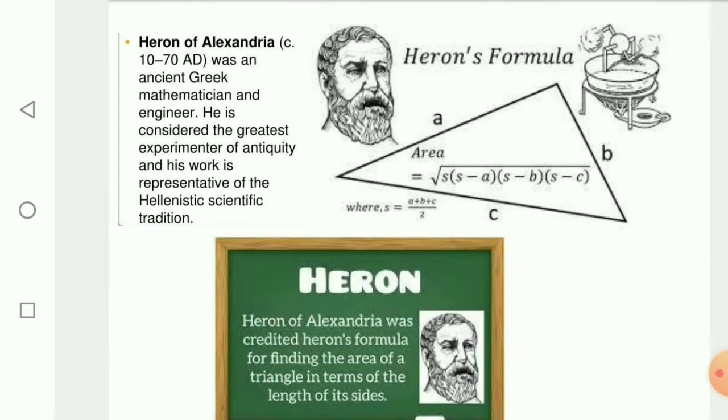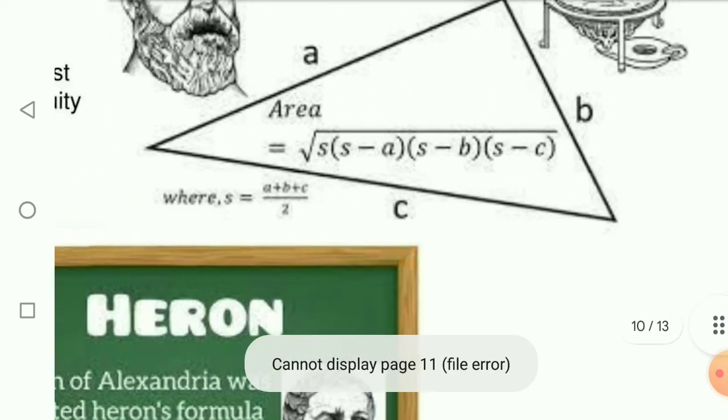Students, we have also discussed Heron's formula. Now what do you mean by Heron's formula? Heron of Alexandria gave the formula for the area of a triangle when the height is not given. There you can see in the formula S. What do you mean by S over here? S stands for semi-perimeter. How will you calculate the semi-perimeter? You add all the sides of the triangle.